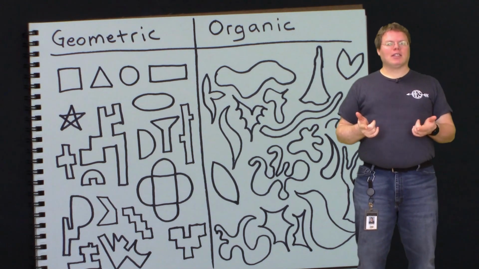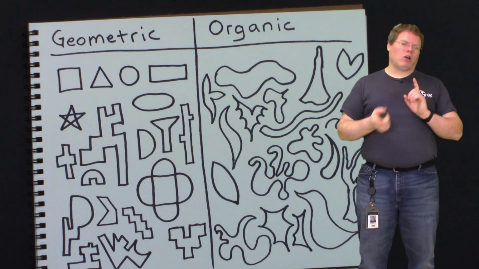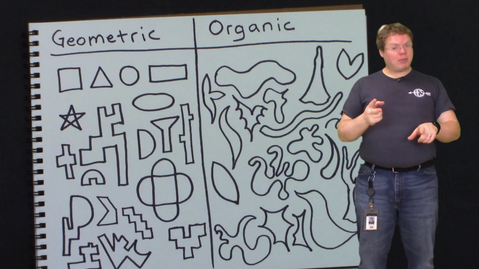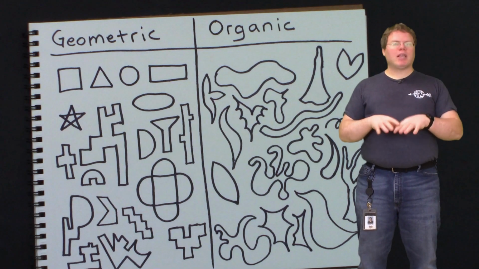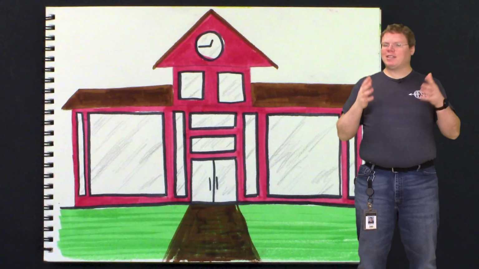So in this lesson, we focused on how to draw geometric and organic shapes. In the next lesson, we'll discuss how those geometric shapes can be used to create buildings and cities.